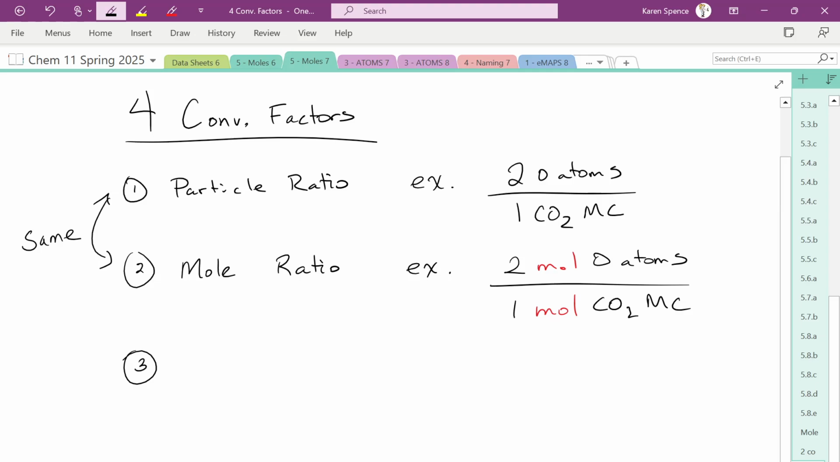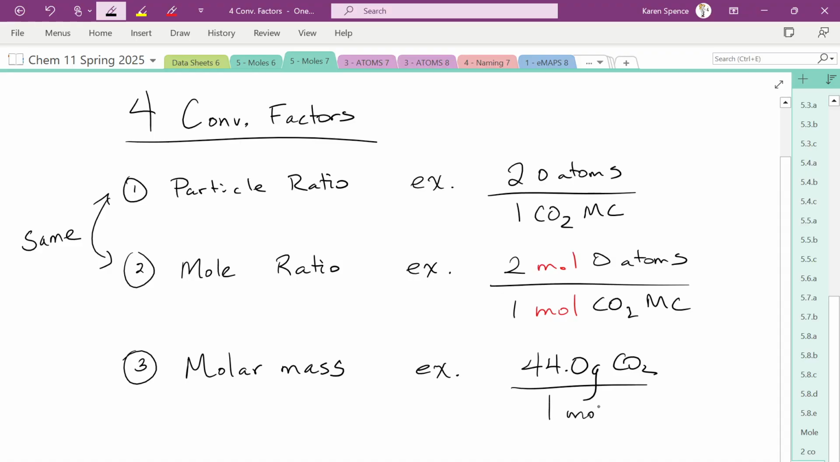What is a third conversion factor that we have? Grams to moles, we have molar mass. So for example, 44.0 grams of CO2 per 1 mole CO2. And where do we find that from? We find that from the periodic table.